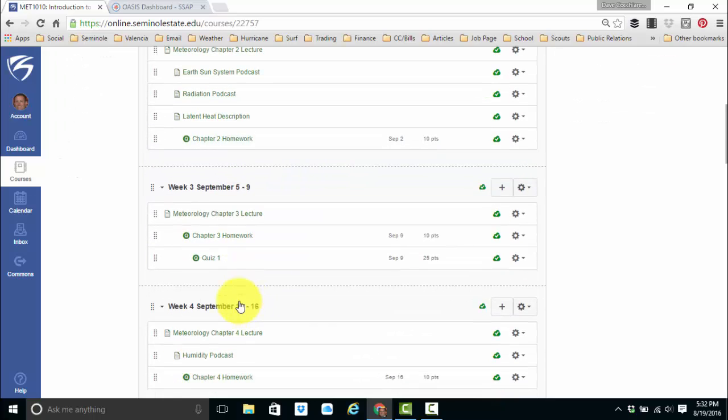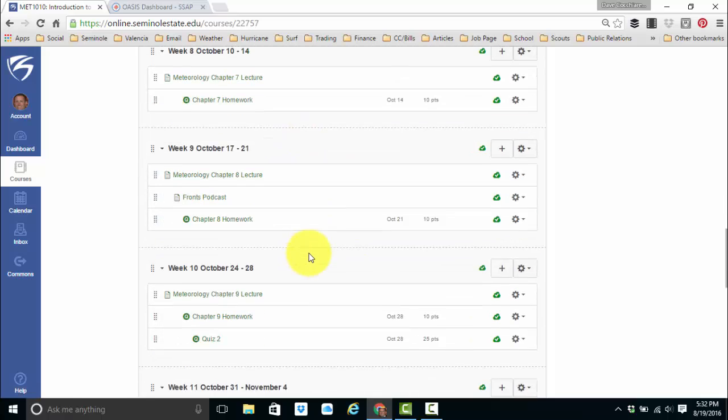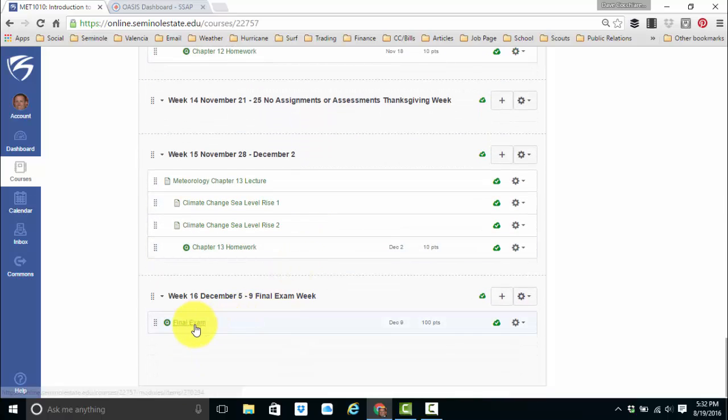Your quizzes or your midterm exam and your final exam are all taken in one sitting. You can't open them and close them. It's in one sitting. They are timed, and there are due dates, and you have to take the final exam. It's worth 100 points, 100 of the 300.